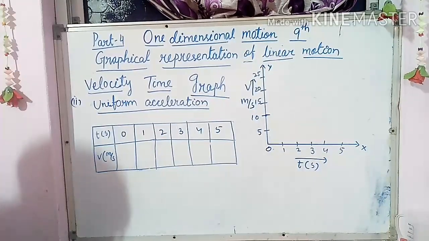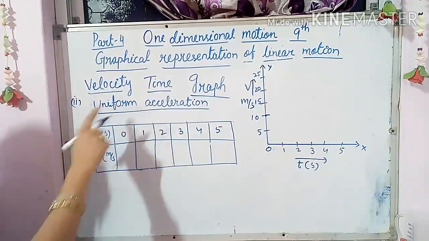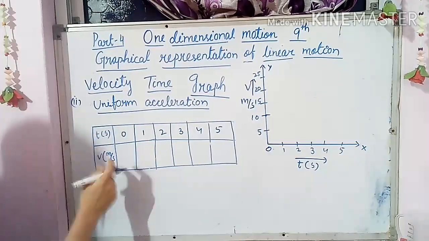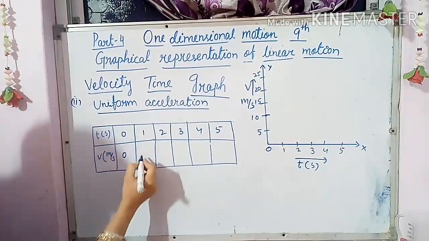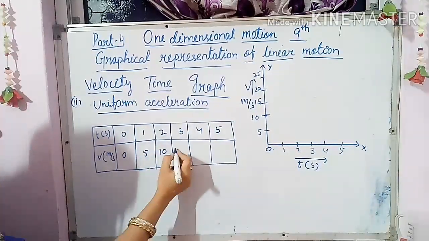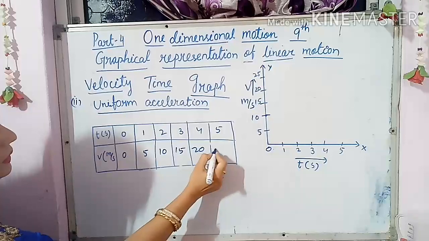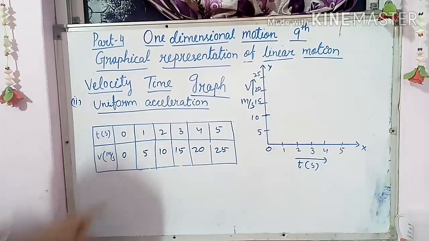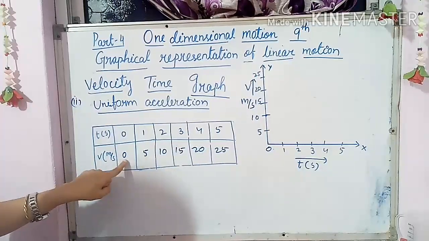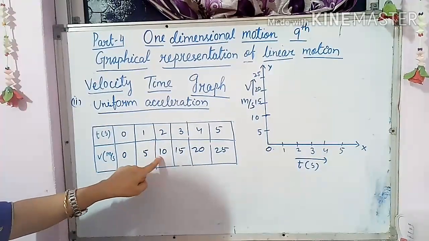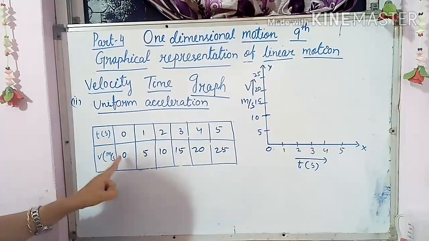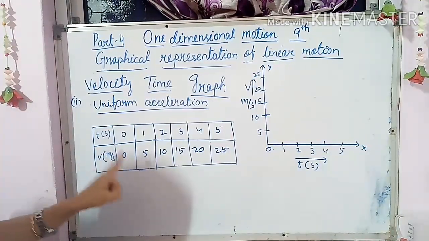Already I taught you. So how is that velocity increasing? That is uniformly. Suppose at 0 it is 0, at 1 it is 5, at 2 it is 10 meter per second, at 3 it is 15, then 20, then 25. Like this it is increasing. Now see, the time interval is 1, 1, 1, 1. How is velocity increasing? Here 5, here 5, here 5. All the intervals you can see. So here it will turn to uniform acceleration.